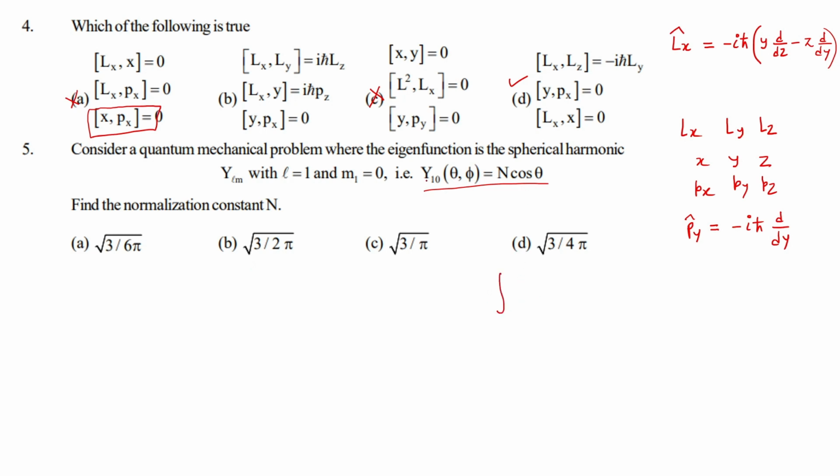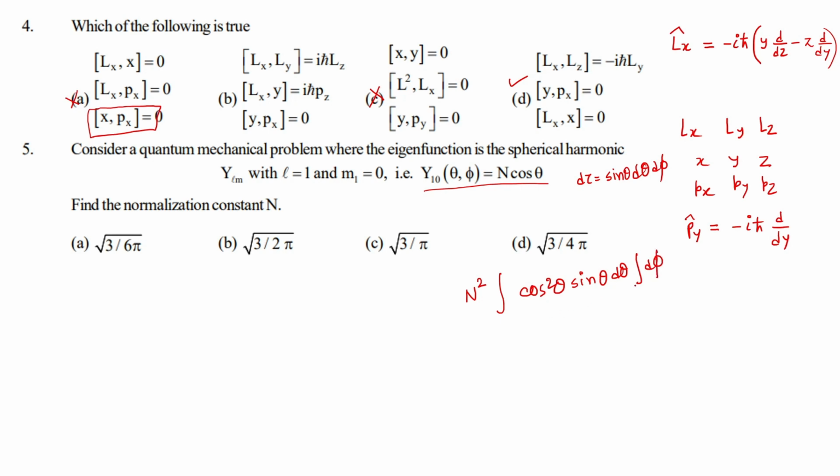So this is a double integral, right? Spherical harmonic, theta and phi dependent part. First you need to take the square of this, N squared cos square theta. Now what is d tau here? d tau is the volume element. The volume element would be sine theta d theta d phi. No r dependent part, right? So here you write sine theta d theta and d phi.